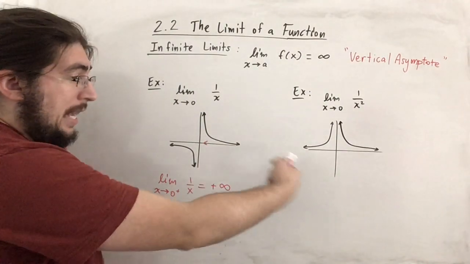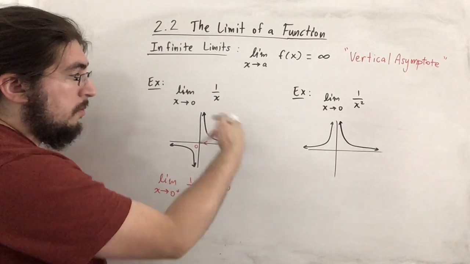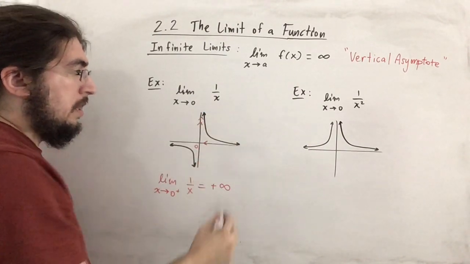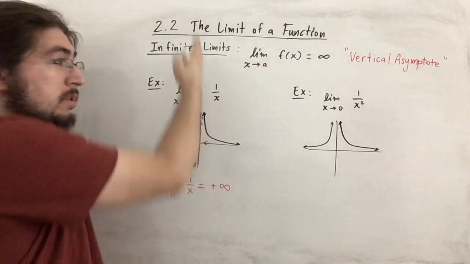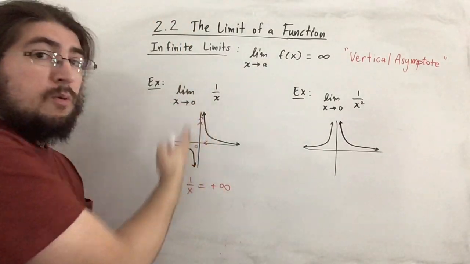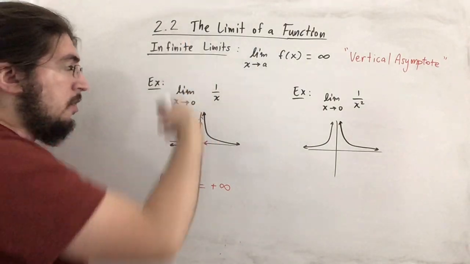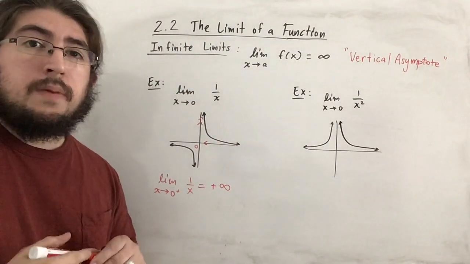Because as x goes closer and closer to 0 from the right side of the x values, we see that the y values of those will just get closer and closer and closer to the y-axis. So it's actually approaching, the y values are getting larger and larger. And you can check that out by plugging numbers in.